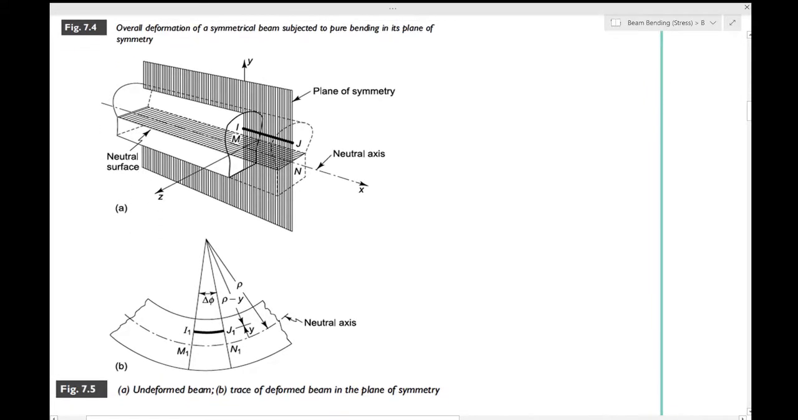Okay, in figure 7.5a we show a segment of the beam before deformation. So in 7.5a, you have a segment of the beam, and the beam as you see is of this general shape as long as it is symmetric about the plane of symmetry. Okay, the cross section area is symmetric. Figure 7.5b, the deformed trace of the beam in the plane of symmetry is shown. So this is the deformed trace of the plane.